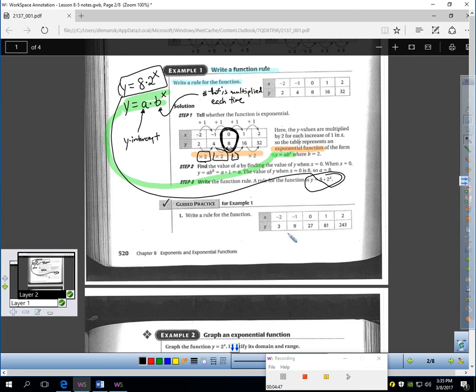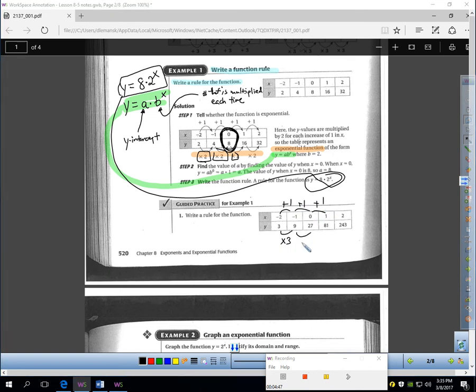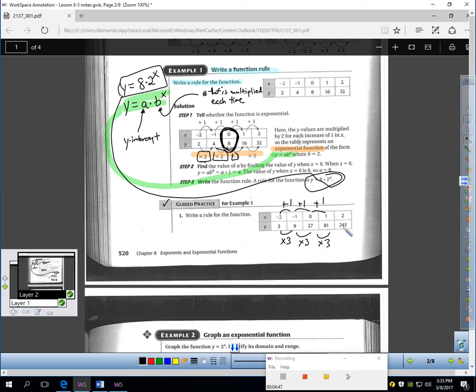Let's write a rule for this function. Now notice, first of all, I'm increasing by 1 each time for x. For y, can you see a pattern of times 3? So this is a definite exponential pattern, and I would use y equals a times b to the x power. My y-intercept is right here, it's 27, so a has to be 27. And since I'm multiplying by 3 each time, b is 3, that would be the equation for that table.